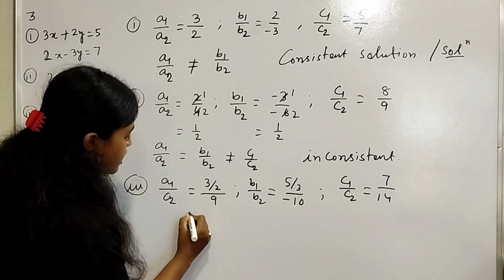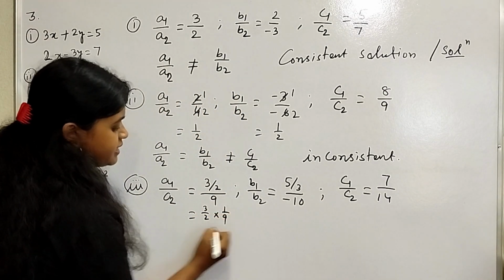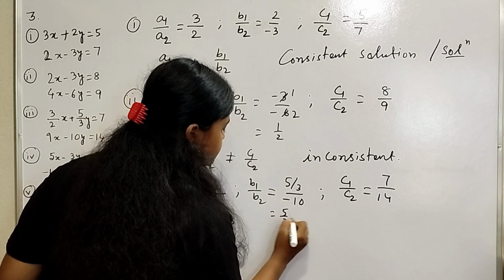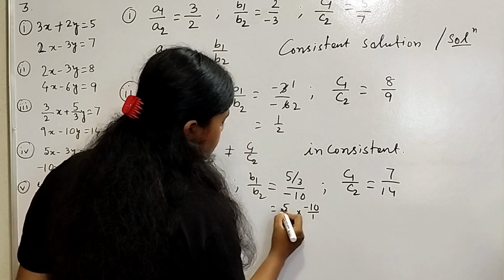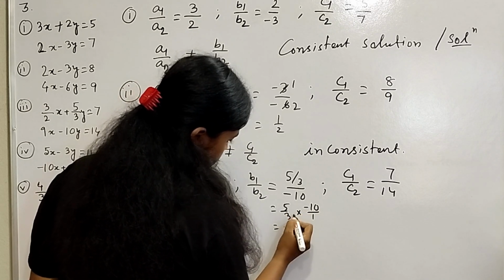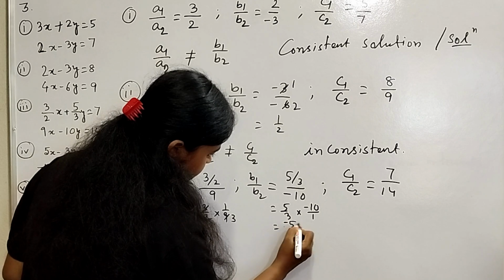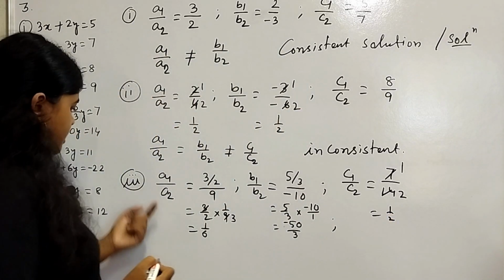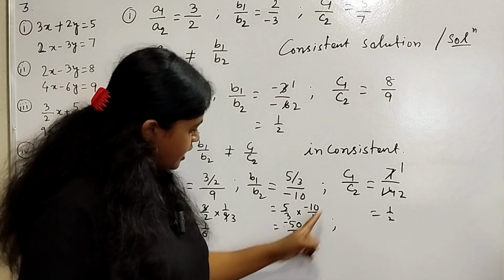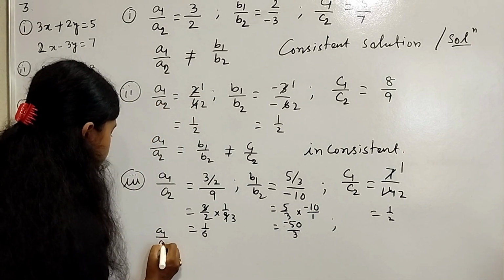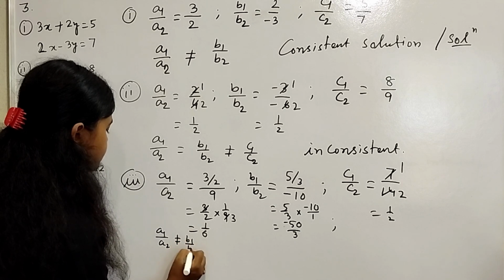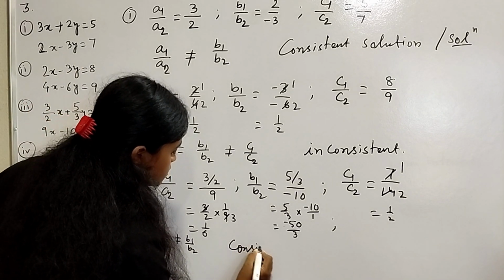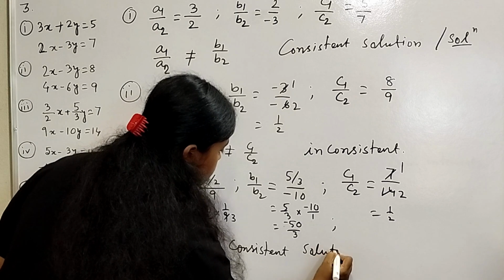So if I simplify this, you can write 3 by 9, 3 3s are 9, so you can see this is 1 by 3. In this case, we will write 5 by 3 into minus 10 by 1, so this is 5 by minus 10, simplified, it is minus 1 by 2. And in this case, 7 1s are 7, 7 2s are 14, that is a half. So you can see here A1 by A2 not equal to B1 by B2 and not equal to C1 by C2. So we can write A1 by A2 not equal to B1 by B2. So this is case number 1, that is a consistent solution.